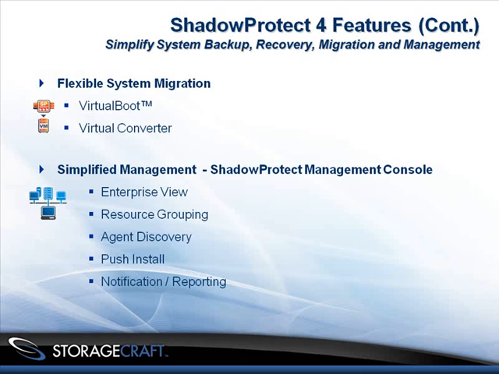Then you can go into that infrastructure, create a virtual machine, and point it to that hard drive, that virtual disk file. Simplified management. We now have a management console, an enterprise view into all of the systems that are running ShadowProtect on your network. You can group them by resource or by job or whatever you desire. You also can see what machines on your network are running ShadowProtect, and for the ones that are not, you can do a push install. You can activate the license and tell the machines to reboot as well.